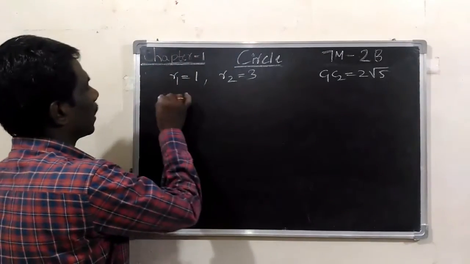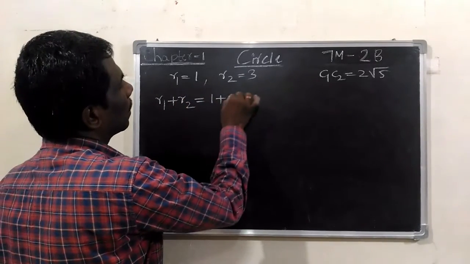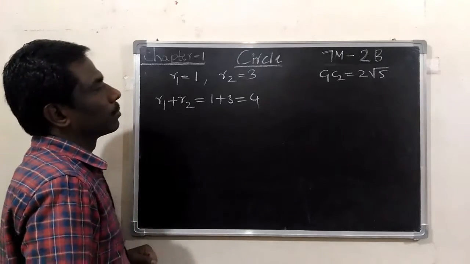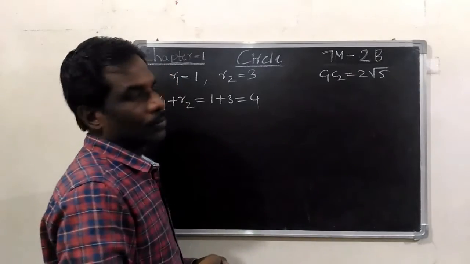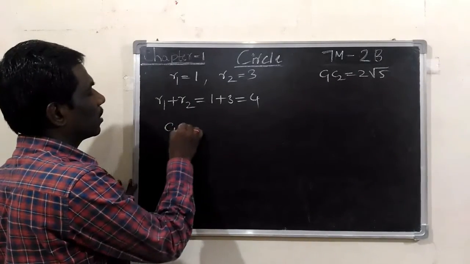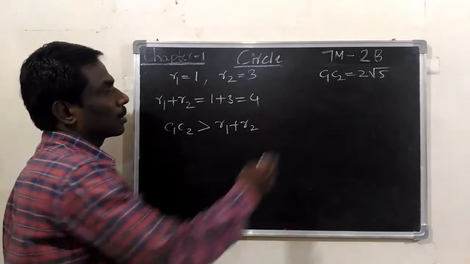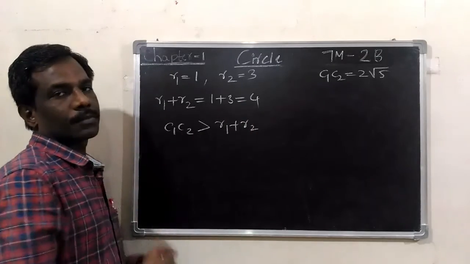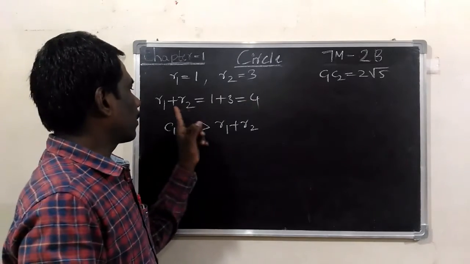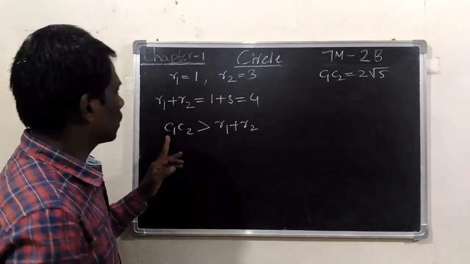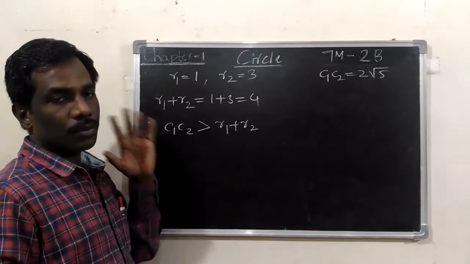Now find R1 plus R2. 1 plus 3 is 4. So C1C2 is 2 root 5. Therefore C1C2 is greater than R1 plus R2. This is the greater value, since C1C2 comes to more than 4, and R1 plus R2 is only 4. Therefore C1C2 is greater than R1 plus R2.